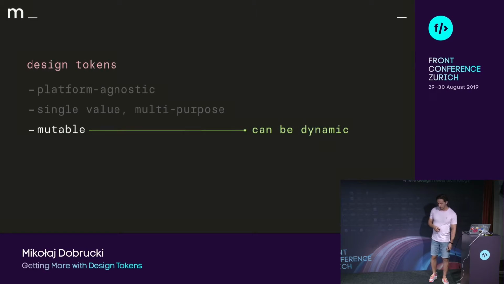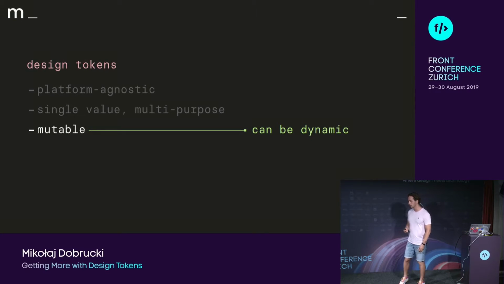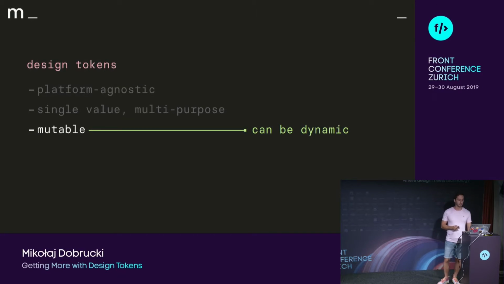Mutable. We create design tokens to be able to change them. There's not that much use for design tokens if we're not able to modify them later. So yes, we create design tokens so they can be dynamic. Let's say we can swap one color with another, or we can reduce the spacing, or make our layout different. That's one of the main benefits of design tokens.